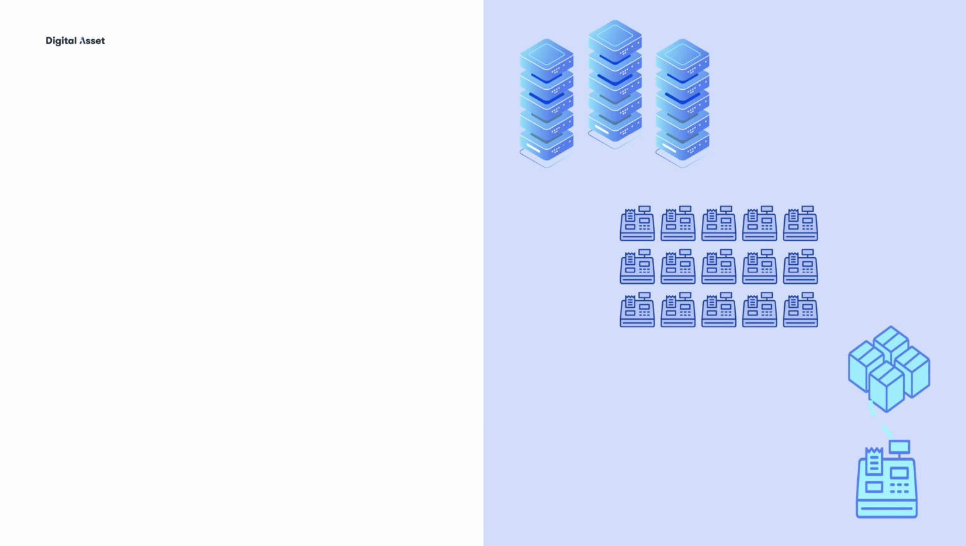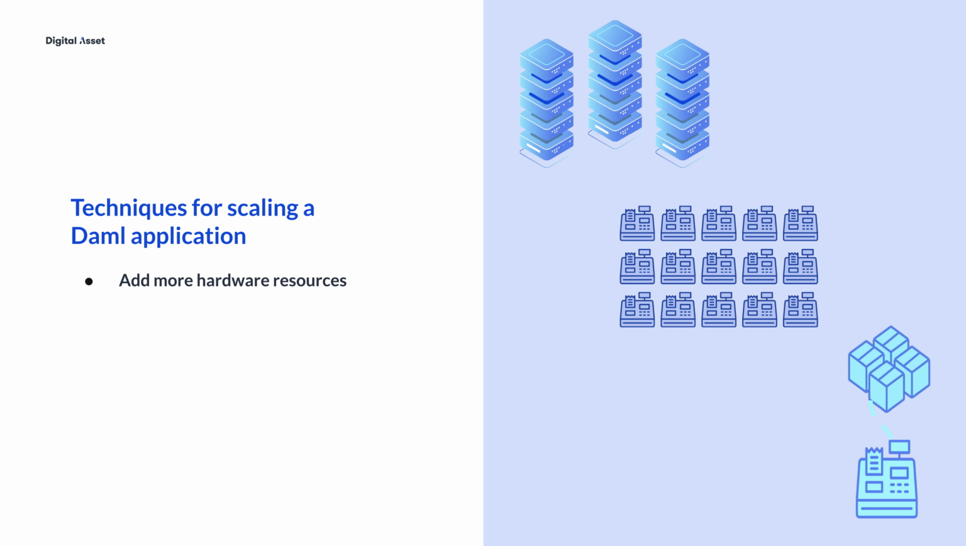Recall we mentioned 3 techniques for scaling a DAM application. The first was by adding more hardware. A lot of DAM application scalability comes from vertical and horizontal scaling of the participant and synchronizer domain nodes. The other 2 approaches include allowing multiple instances of the workflow to run simultaneously. That means allowing multiple cash registers to operate simultaneously. And allowing batch workflow instances to share the same transaction, which allows multiple items to be sold in a single transaction.